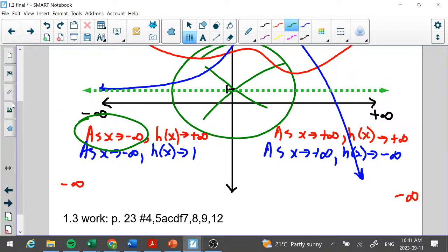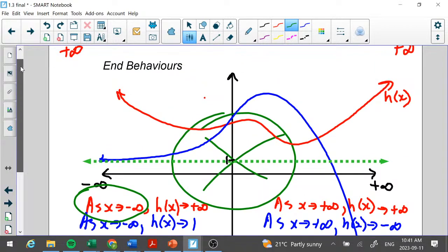What about the red dude? What does the red dude appear to do as we go towards the left? As x approaches negative infinity, what are my red y values doing? What do you think, Apple? Okay, well, the blue one we'll come back to in a second. Cookie, do you know what the red guy's doing? What do you think, Apricot?